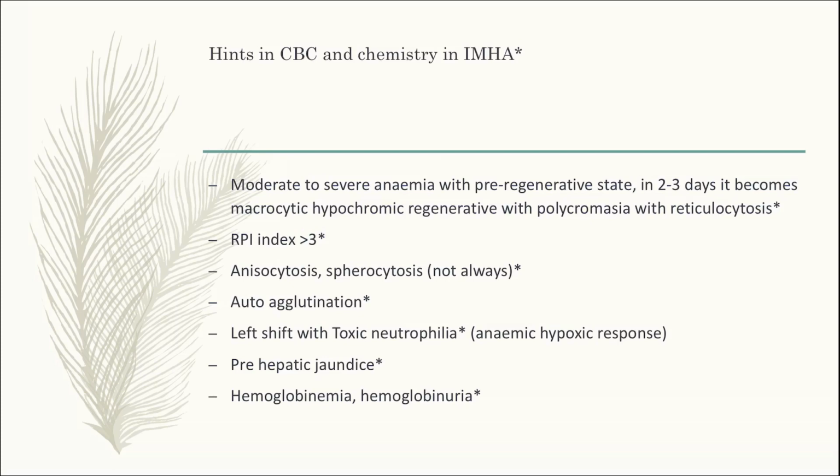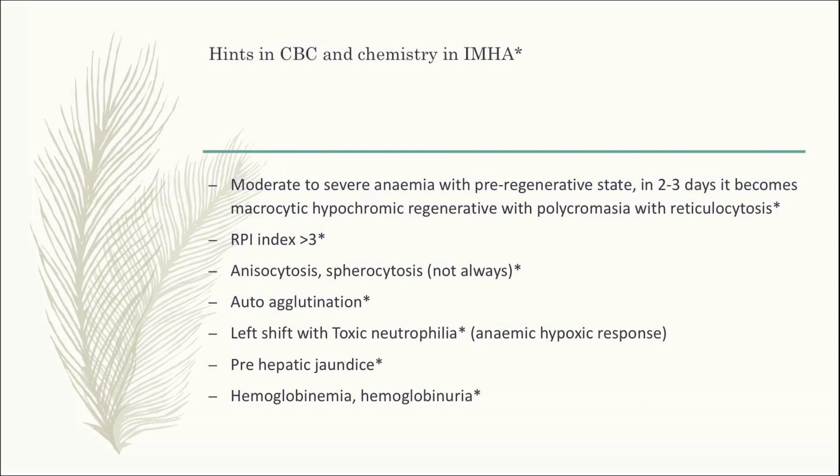And in blood smear, rarely you can see spherocytosis as well. We have noticed spherocytosis very commonly in cocker spaniels that have IMHA. And spherocytosis, if you spot 1 to 2 spherocytes per high power field, that doesn't directly correlate with IMHA. You need to see actually 5 to 10 spherocytes to conclusively suspect IMHA.